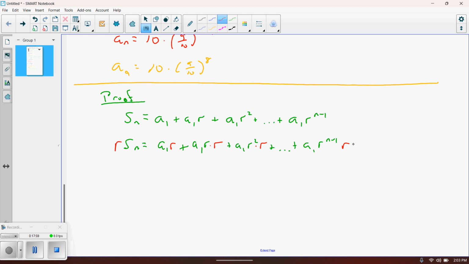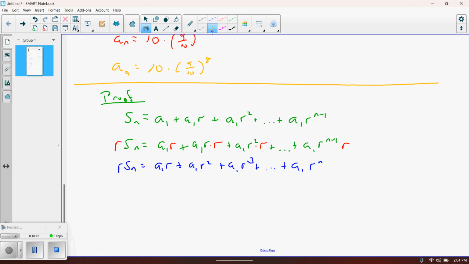I'm going to simplify the second line just a little bit. So that's still going to be r s sub n. This one is going to be a sub 1 r. This one is going to be a sub 1 r squared, a sub 1 r cubed, all the way up till we get to a sub 1, and then r to the n minus 1 times r. Adding the fact that that's r to the 1 technically at the end there, you're just going to be left with r to the n. Again, multiplying the common bases, you add the exponents, which would be n minus 1 plus 1, so you just get n.